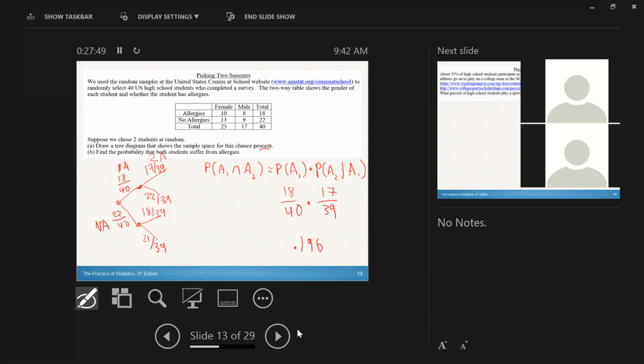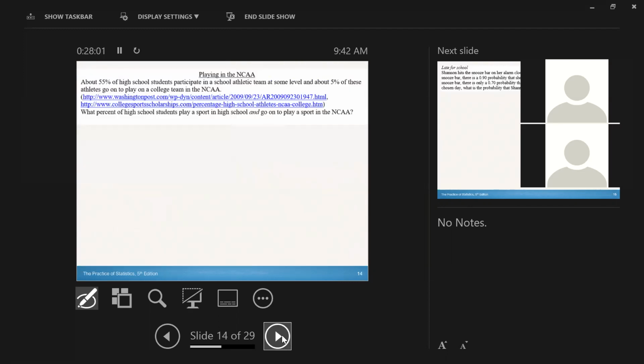Okay, now I'm going to give you another example here, and this one is going to be maybe a little closer to home. Maybe you have allergies, I don't know. But this one is all about students going on from high school to play in a college setting. About 55% of high school students participate in a school athletic team at some level, whether it's varsity or JV. But of those athletes, only 5% go on to play on a college team in the NCAA. Kind of crazy. What percent of high school students play a sport and go on to play in the NCAA?